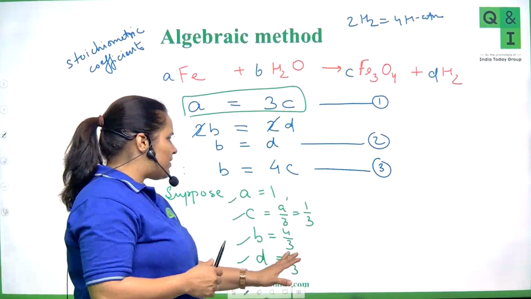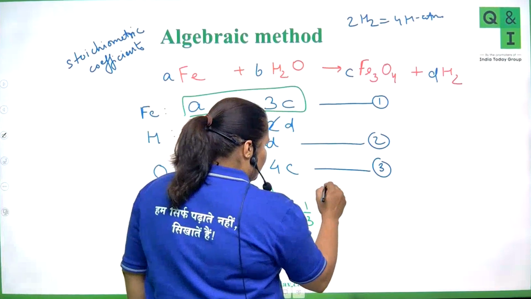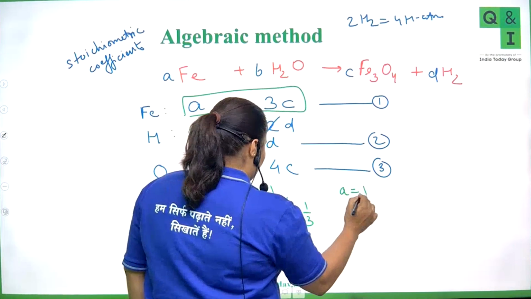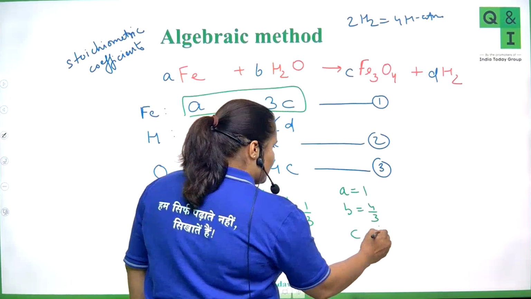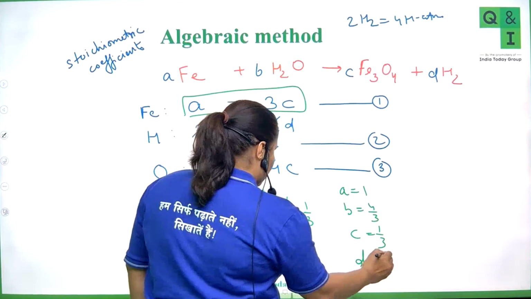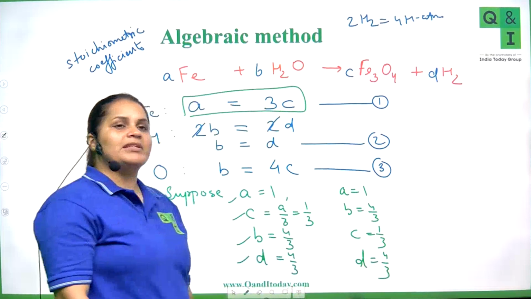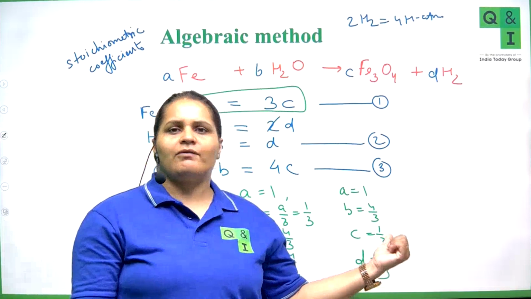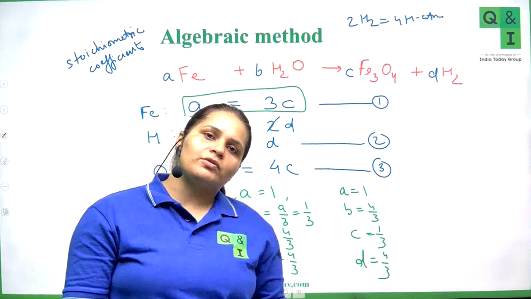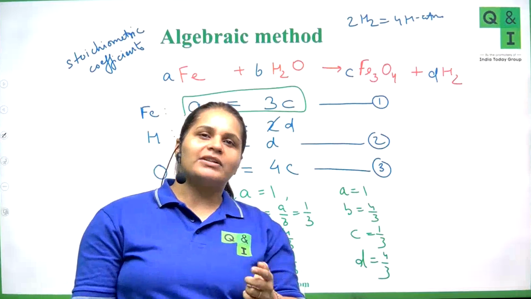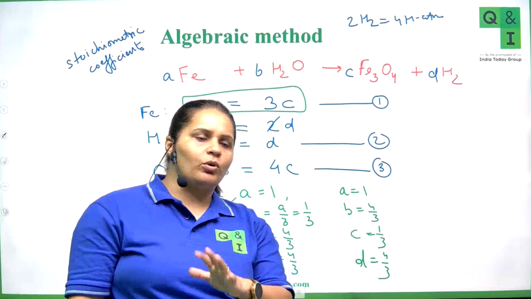But one problem is here. Okay, let me rewrite this. A is equal to 1, B is equal to 4 by 3, C is equal to 1 by 3, and D is equal to 4 by 3. One problem is here that there are fractions, and we don't write fractions as the stoichiometric coefficients. So what should we do? We should multiply with the smallest number so that we get the whole number there.